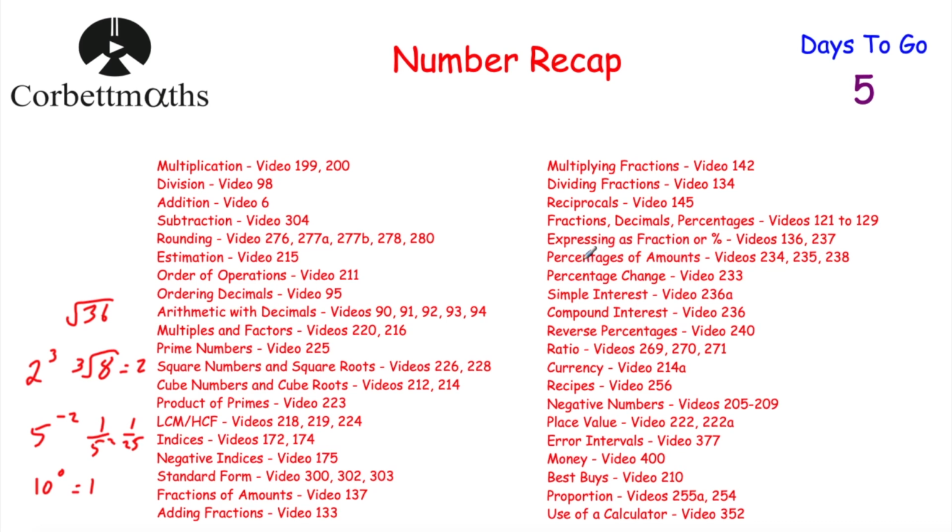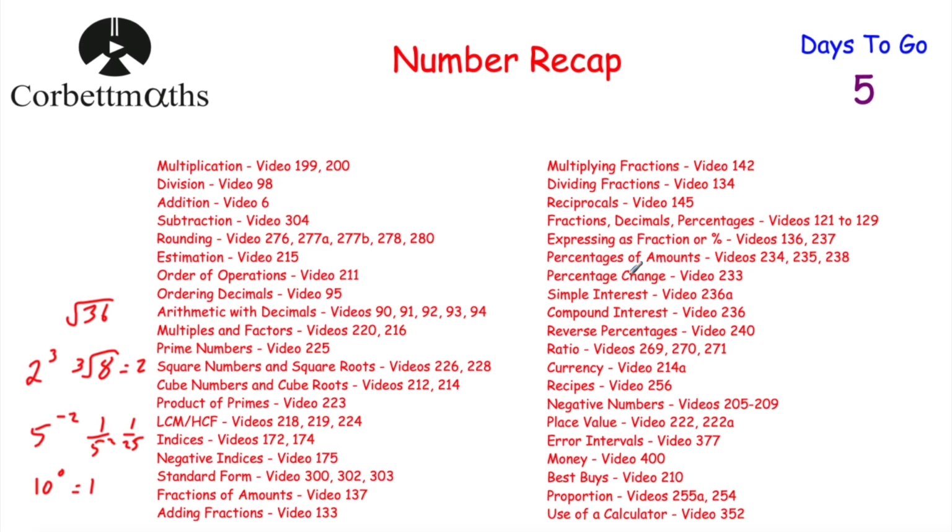So to find 50%, divide by 2. To find 25%, divide by 4, or half it and half it again. To get 10%, divide by 10. To get 1%, divide by 100, and use those building blocks whenever you're doing percentages of amounts without a calculator. And then with a calculator, just divide by 100 and multiply by the percentage you want.